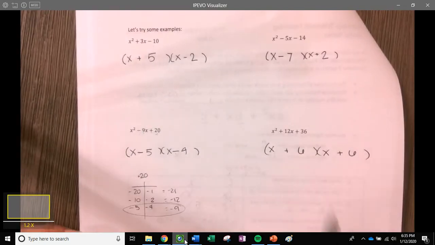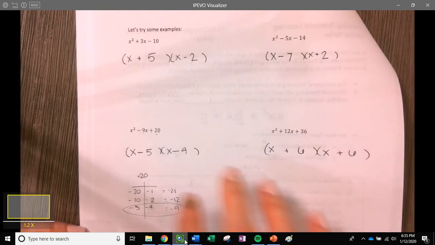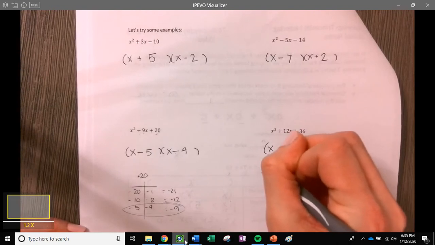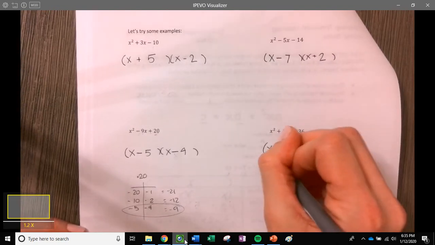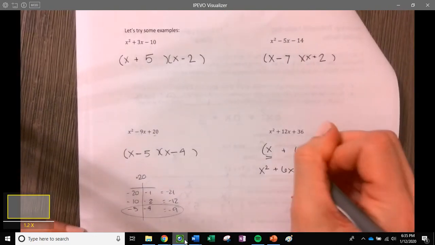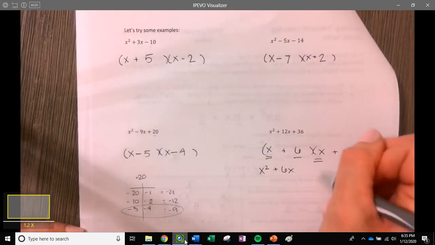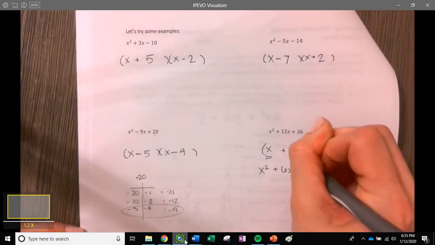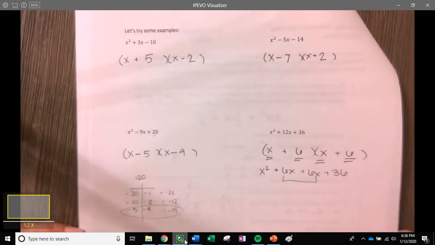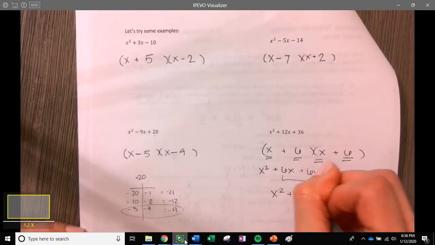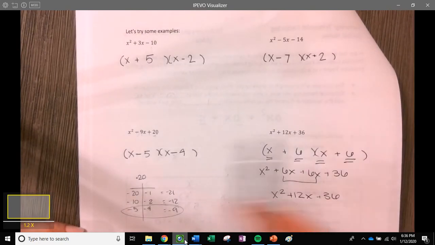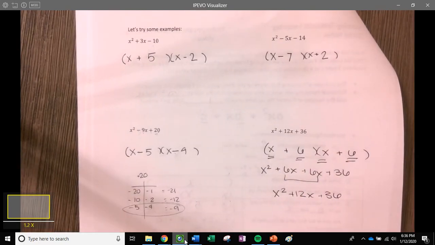And for any of these, if you're ever unsure of your factoring, just FOIL them back together, okay? X times x for my first terms, x squared. My outside terms, x times 6 gives me 6x. My inside terms, 6 times x gives me 6x. And my last terms, 6 times 6 gives me 36. I can combine these like terms together. X squared plus 12x plus 36. That'll work on any of these as long as we have factored correctly.